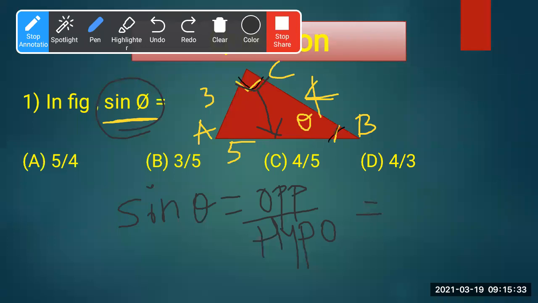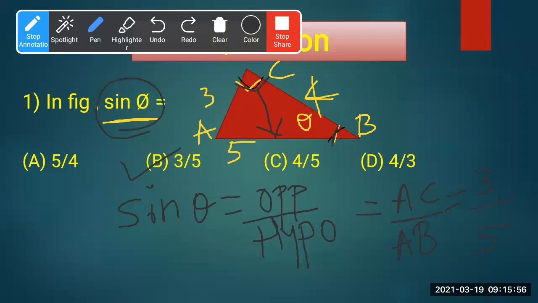So here, as per the definition, the opposite side to theta is AC, and the hypotenuse, which is opposite to the 90 degree angle, is AB. The value of AC is 3, and the hypotenuse is 5. So the correct option will be B.